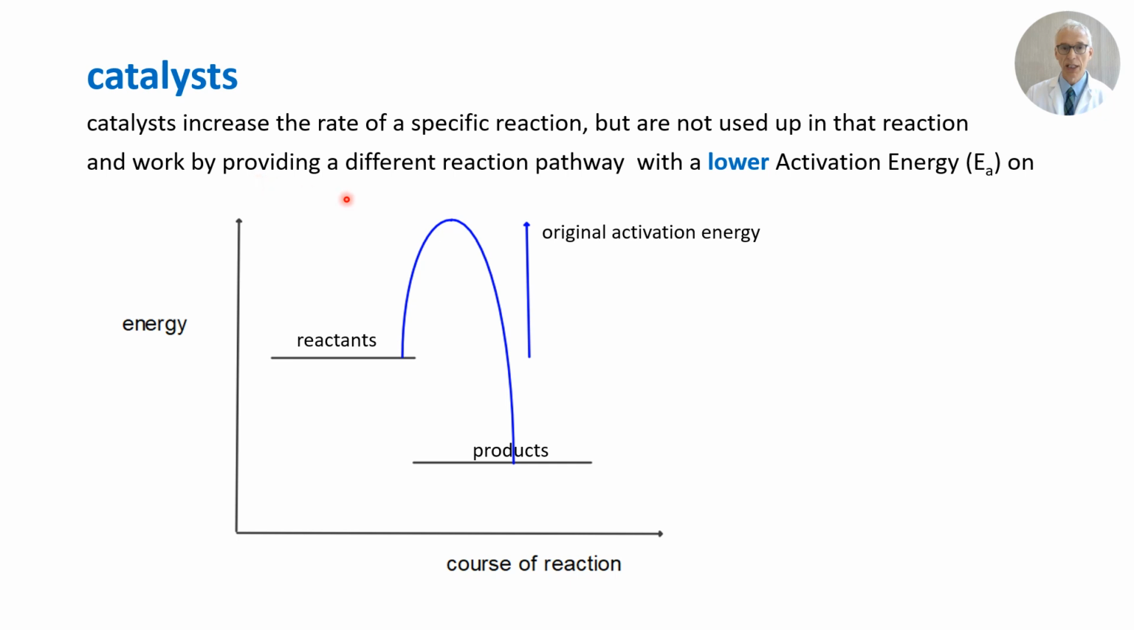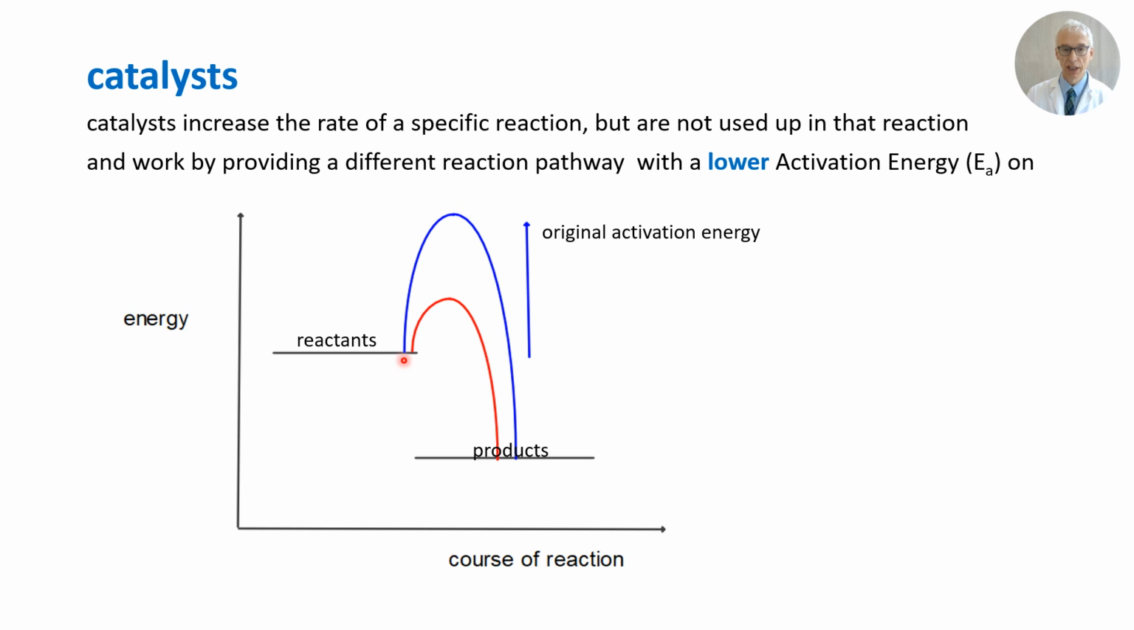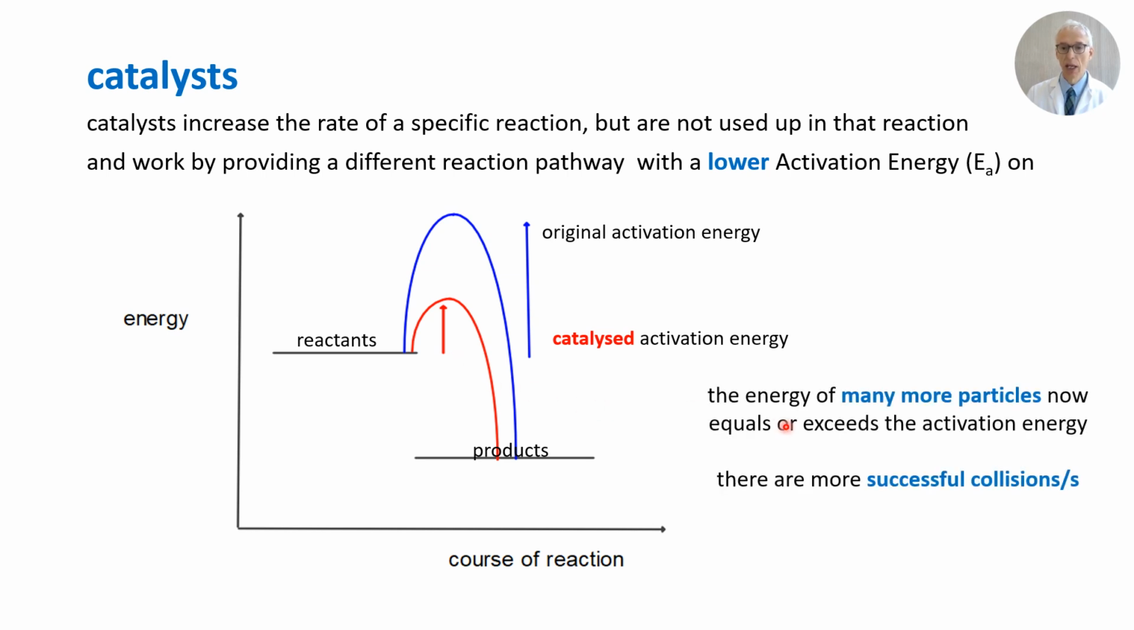catalysts provide a different reaction pathway with a lower activation energy. So here is the different reaction pathway in red, and here is the new catalyzed activation energy. It's much lower. So the energy requirement for reaction on collision is much lower. So many more particles at a fixed temperature possess or exceed the activation energy, and therefore there are many more successful collisions per second. Hence, catalysts increase the rate of reaction.